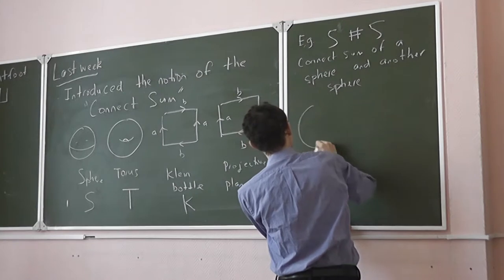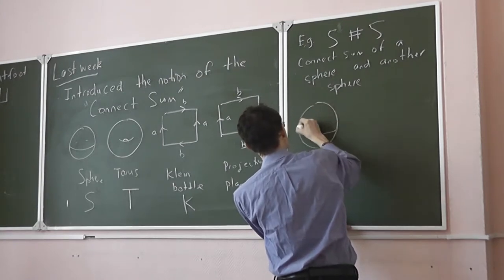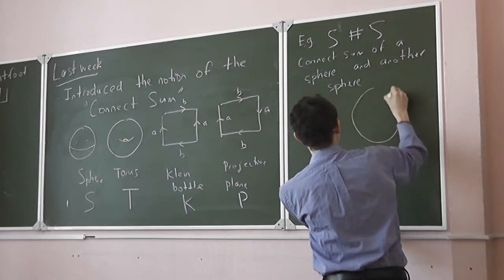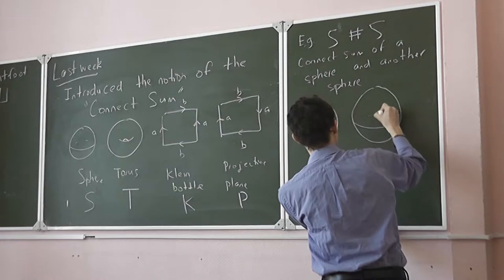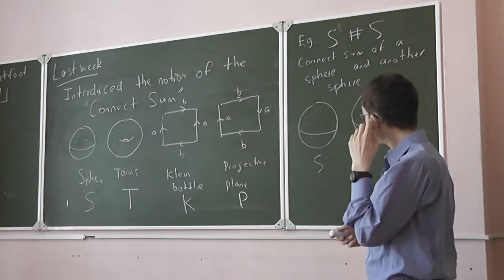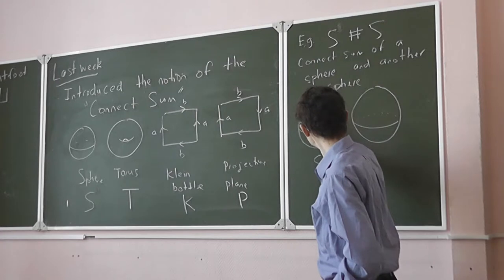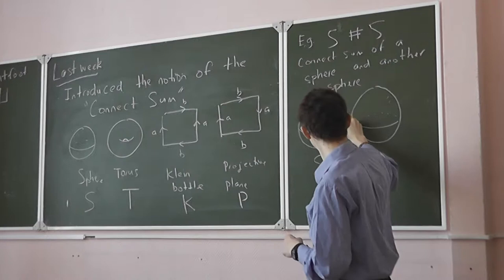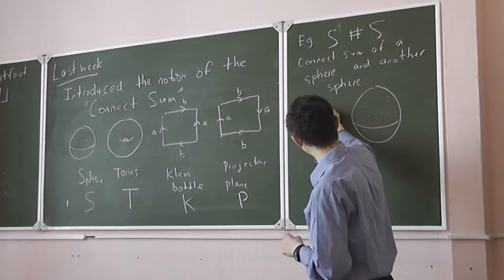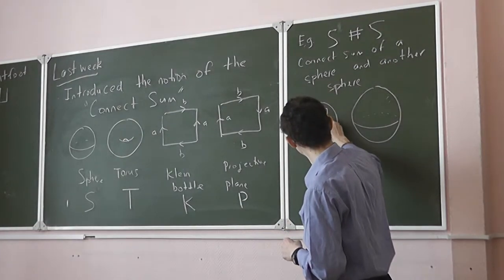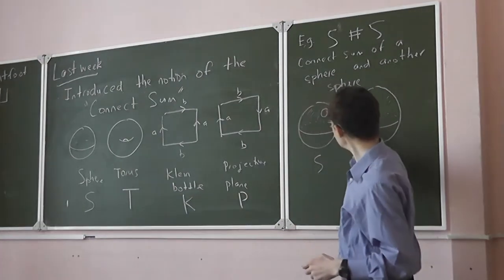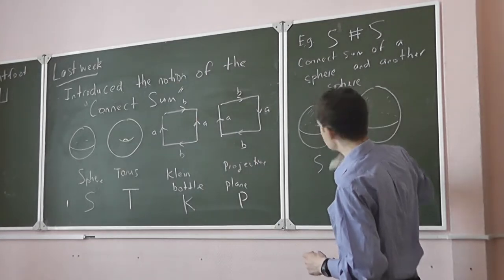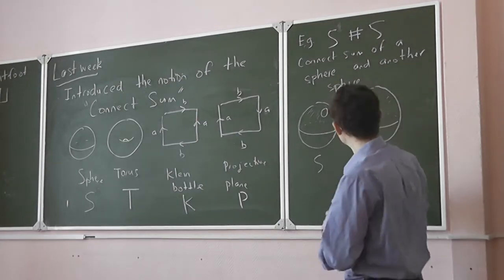So pictorially, you have one sphere, S. You have another sphere. Okay, and let's review what we do when we form the connect sum. So we've got this surface. We cut out a disk when we form the connect sum. We cut out a disk from the sphere. It's now got a hole in it. And we do the same for this one. It's now got a hole in it. Okay, and then we connect.